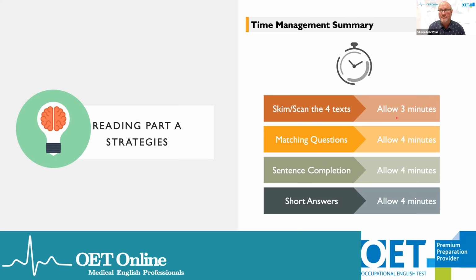So allow 3 minutes to go through the 4 texts and underline keywords. Then for your matching questions, there's usually about 7. Allow roughly 4 minutes to answer them. If you're a bit quicker, that's okay. If you can do it, that will allow more time for the sentence completion and short answer questions. There are usually 6 or 7 sentence completion and 6 or 7 short answers. And these require a lot of skimming skills, but the matching requires a little bit more understanding.